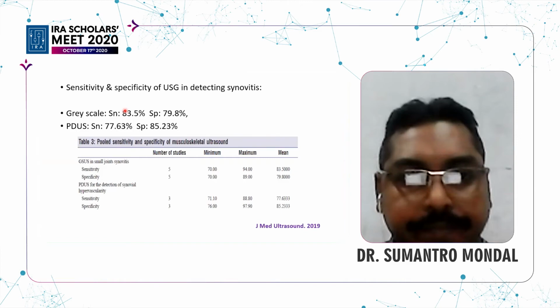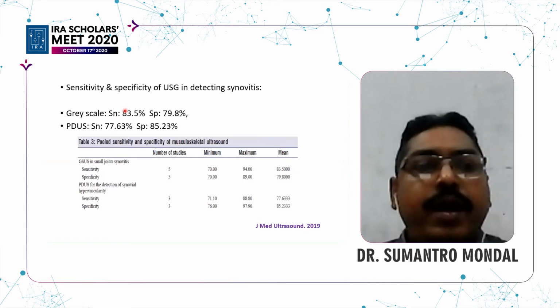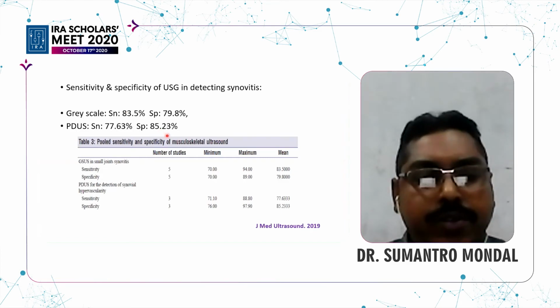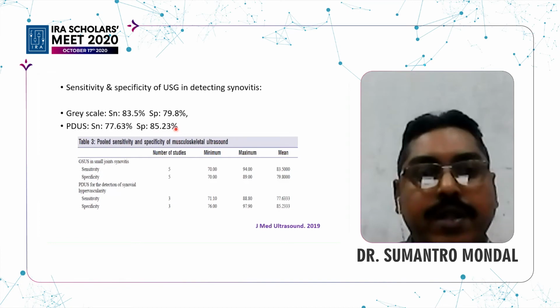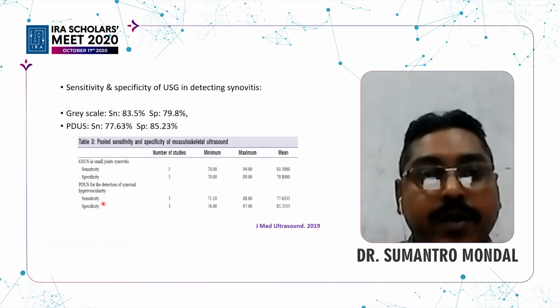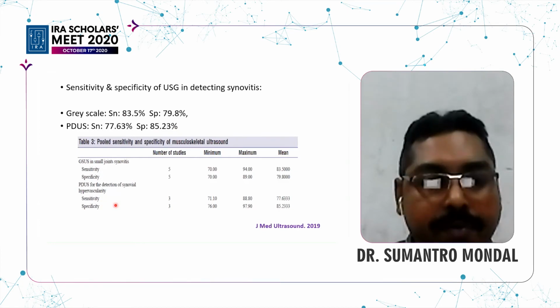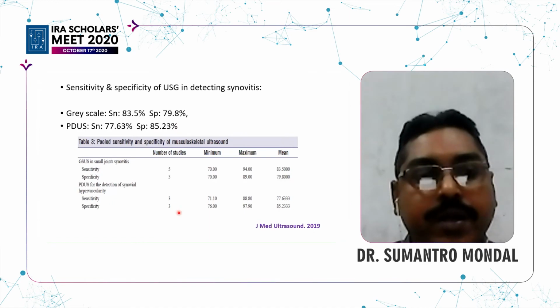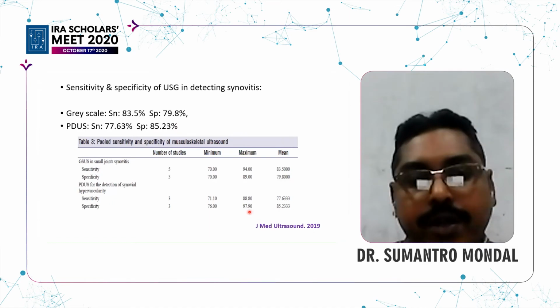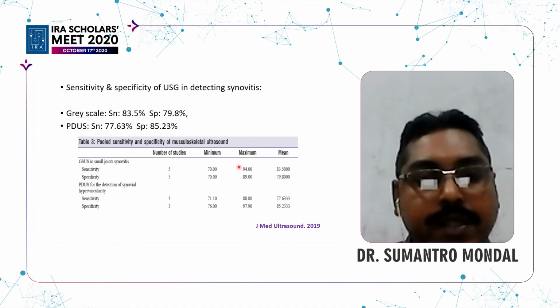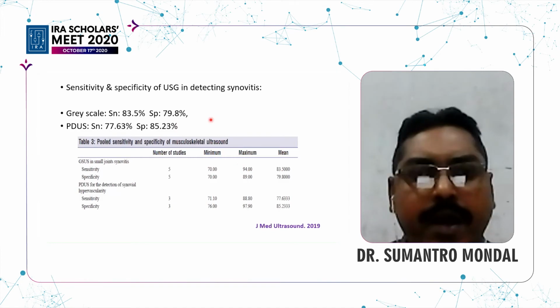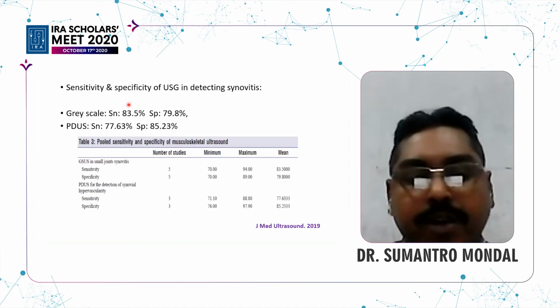Both grayscale and power Doppler ultrasound have good sensitivity, and if you combine these two, the sensitivity is 83.5% and the specificity is 85.23%. It is a pooled sensitivity. For the power Doppler detection of hypervascularity, a specificity of almost 97% has been reported, and for grayscale, a sensitivity of almost 94% has been reported. But it may vary because it is a grossly operator dependent procedure.